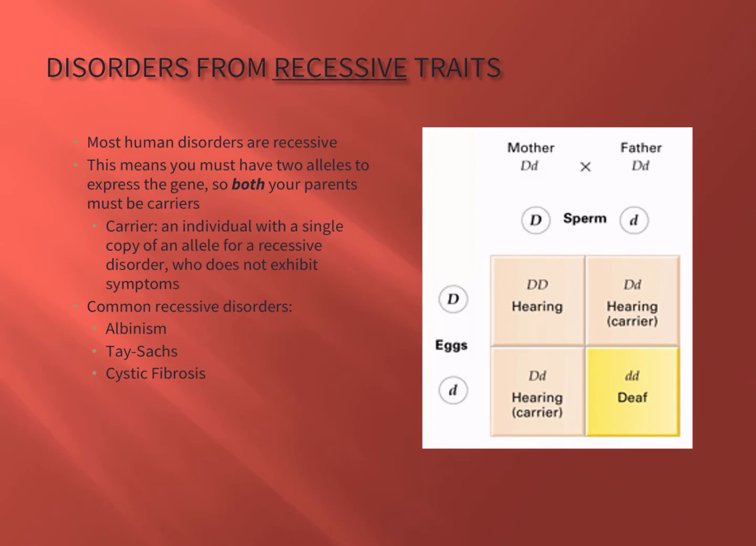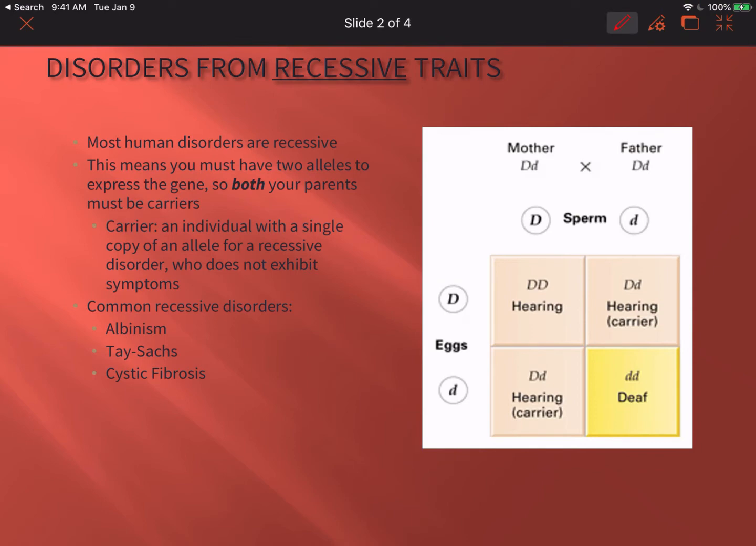Okay, so first we're going to talk about disorders that arise from recessive traits. And so what does that mean? Well, basically it means that you have two alleles, and both of those alleles are affected. Meaning you got one allele from your mother that was affected and the other allele from your father that was affected.